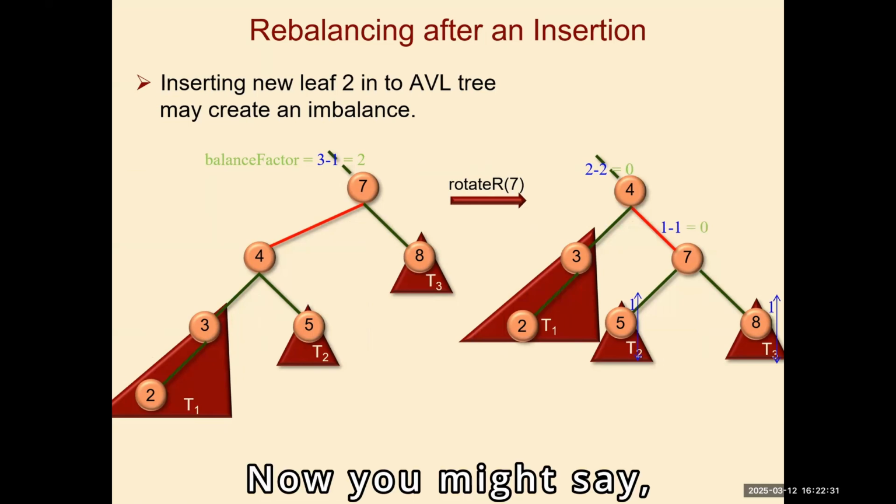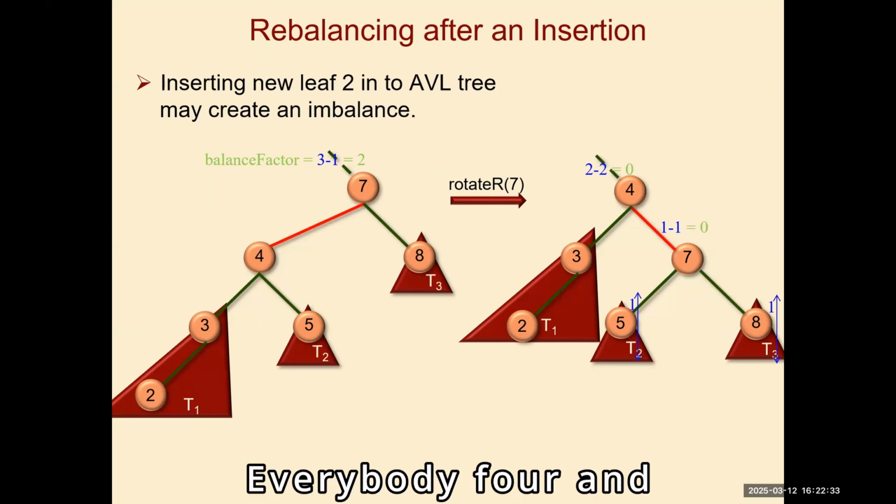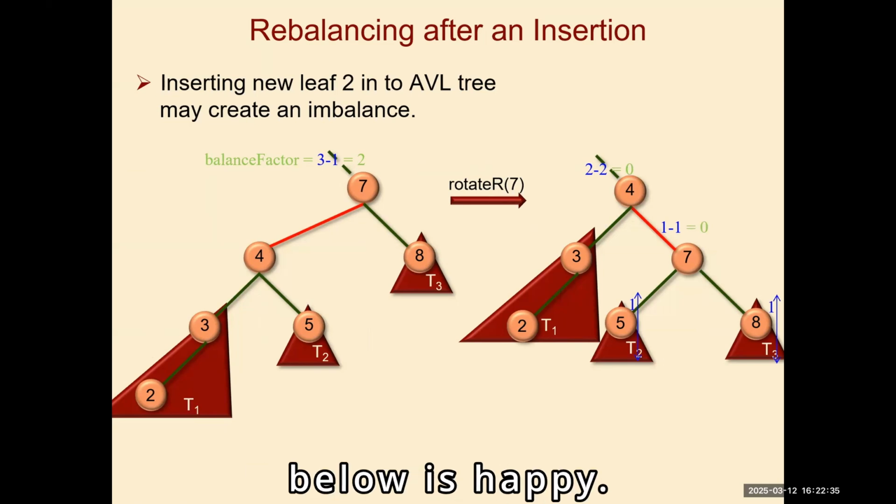Now, you might say, everybody 4 and below is happy. What about the rest of the tree? There's all the parents up and stuff.